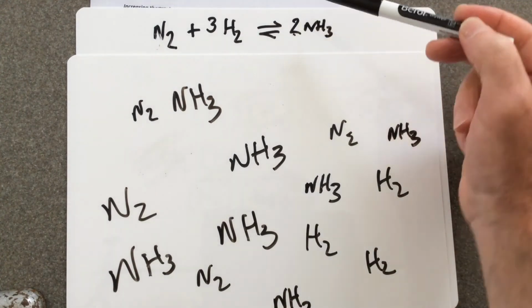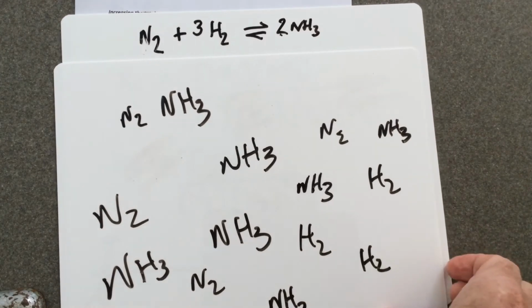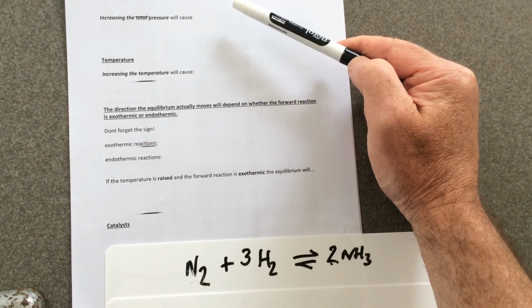This will go up, this will come down. Okay? So, changing the pressure only affects the position of equilibrium when I've got this closed system. Increasing the total pressure will cause the position of equilibrium to move to the side with the fewest moles.